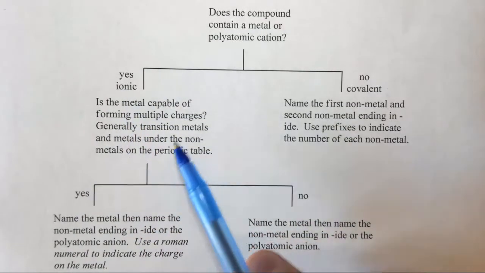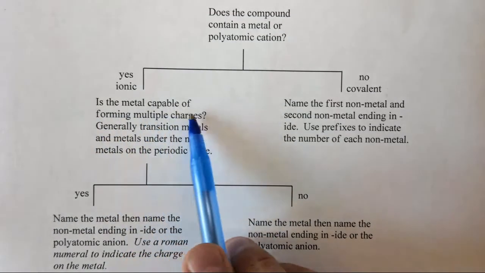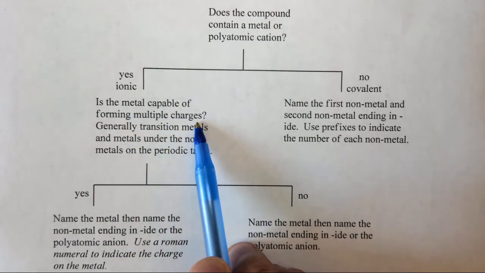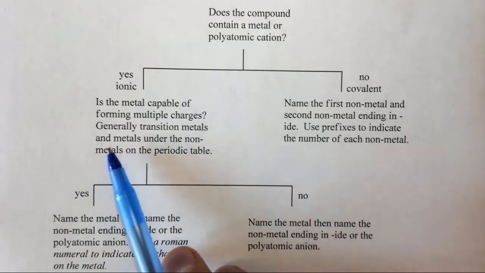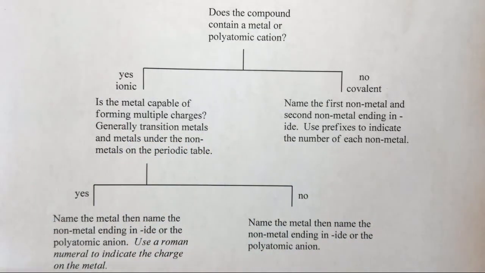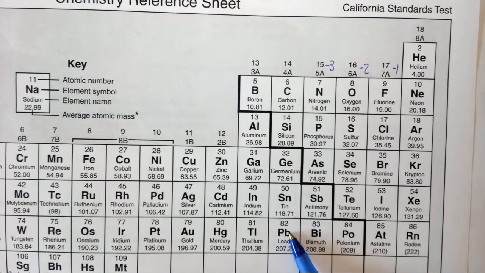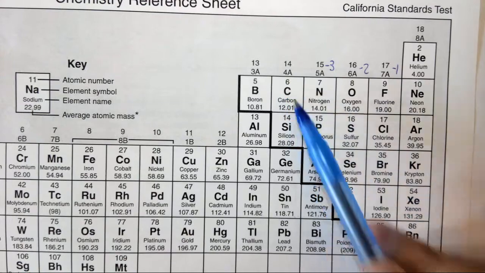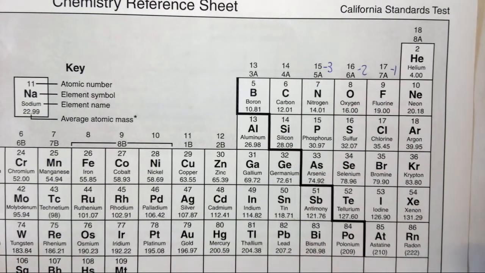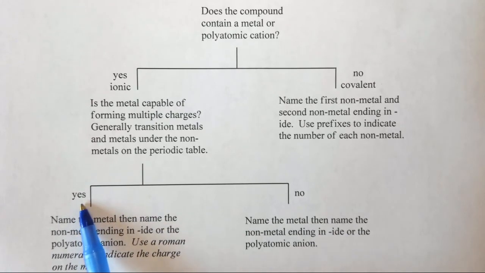However, before we can name it, we want to ask ourselves one other question. Is the metal capable of forming multiple charges? And then it says, generally transition metals and metals under the nonmetals on the periodic table. So if we find lead on our periodic table, lead is right here underneath carbon, and it is capable of forming multiple charges. So we want to select yes here.